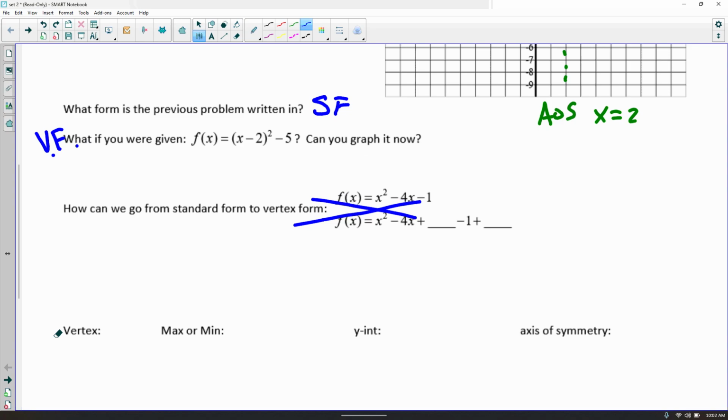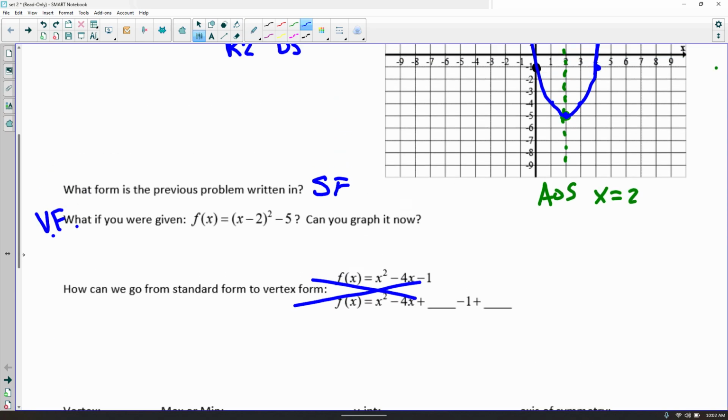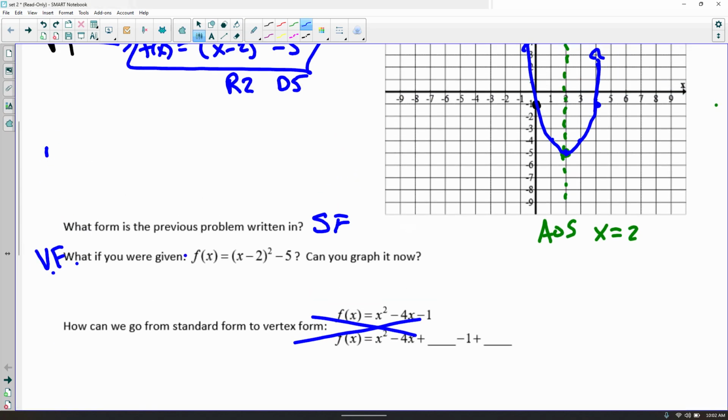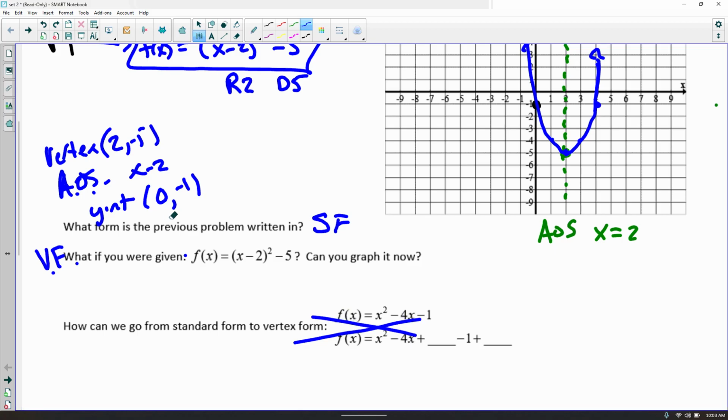But what we do need to look at is the vertex, which is (2, -5). We need the axis of symmetry, which is x equals 2. What else is down there? Y-intercept. We already graphed that: (0, -1). What was the corresponding point to the y-intercept? Double the axis of symmetry: (4, -1).